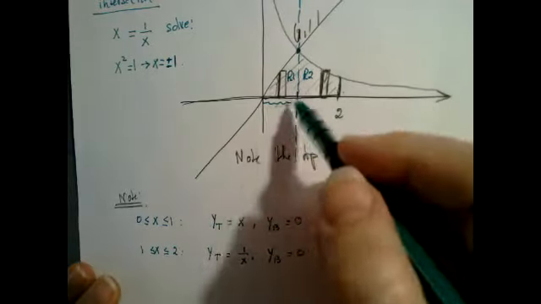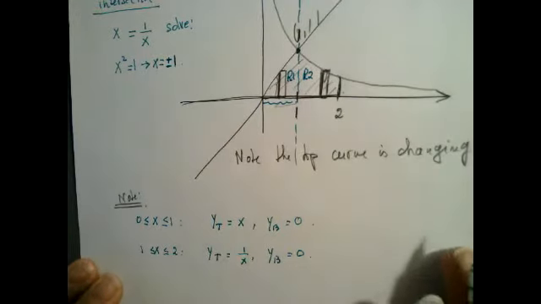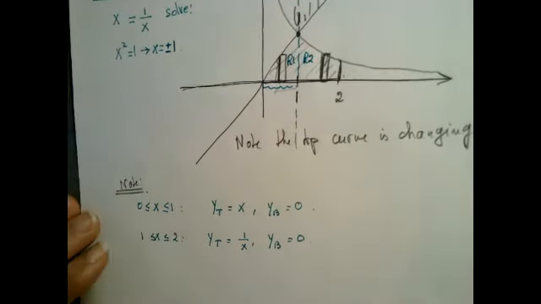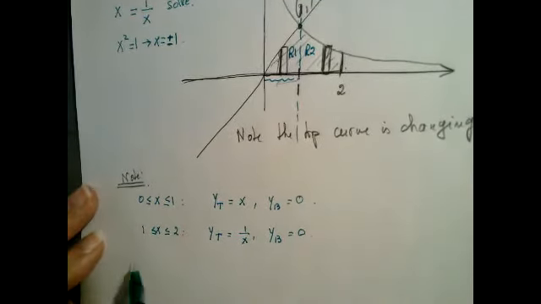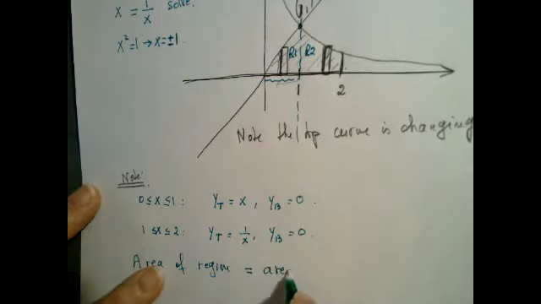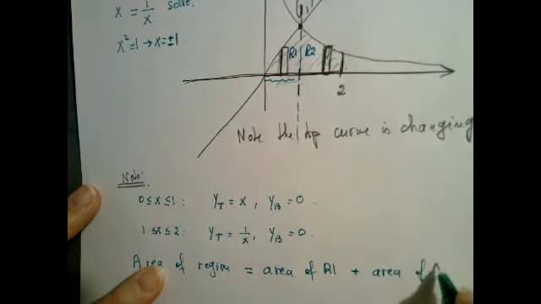So to find the area of this region, I have to split my problem. And in this problem, I'm not going to do the typical rectangle. I'm going to jump immediately to the area of the region. It's going to be equal to the area of R1 plus the area of R2.